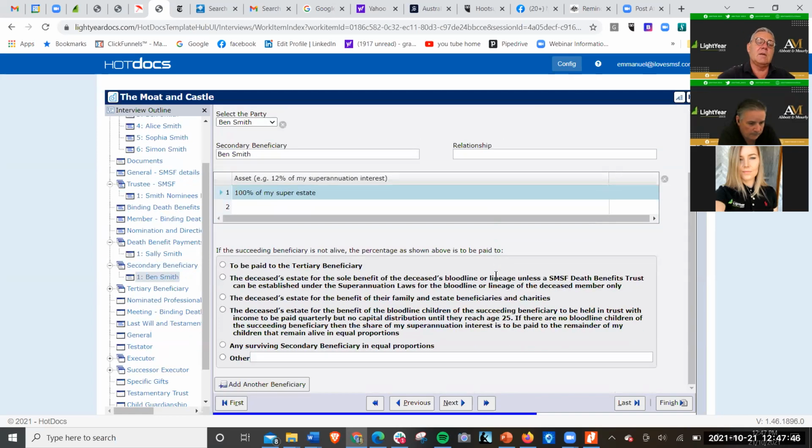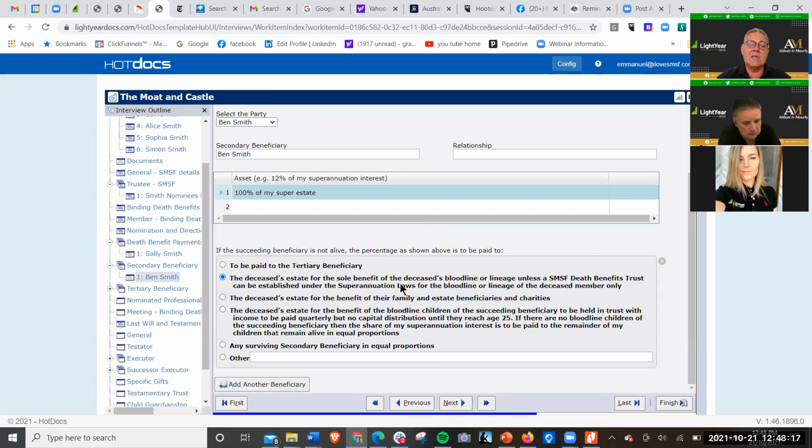Now, if Ben's not around, I would tick this one. If Ben's not around, then it goes to the deceased estate for the sole benefit of the deceased bloodline, unless an SMSF Death Benefits Trust can be established under the superannuation laws. So I would go with that, because then you can do a Death Benefits Trust, which is that Testamentary Trust that's created, and that will be for the benefit of Ben. If Ben's not around, obviously, his children as well.